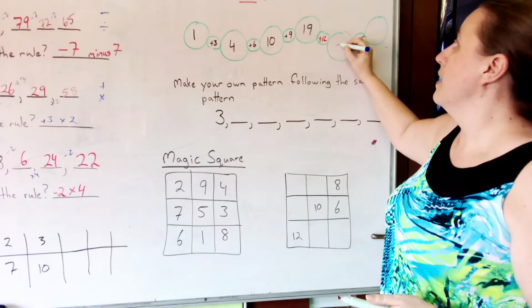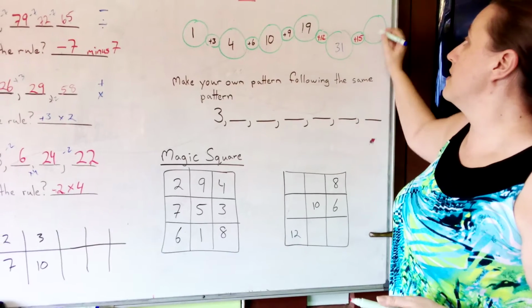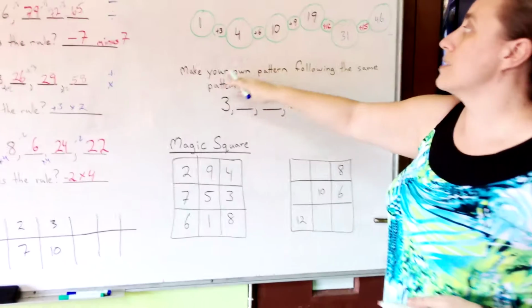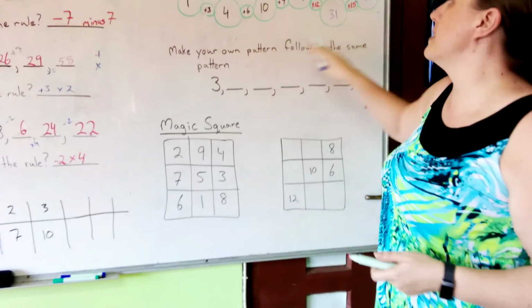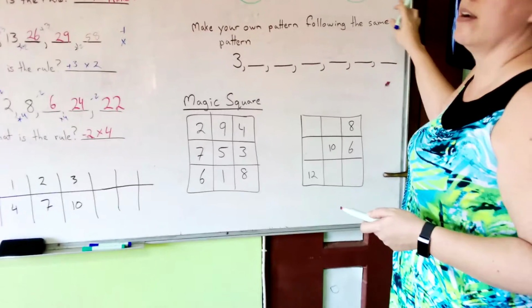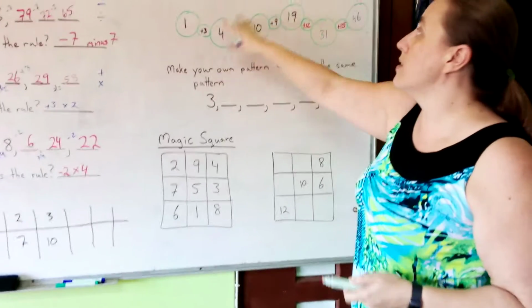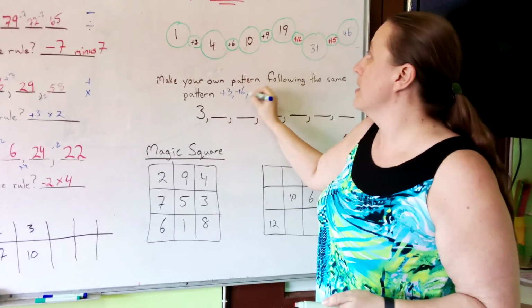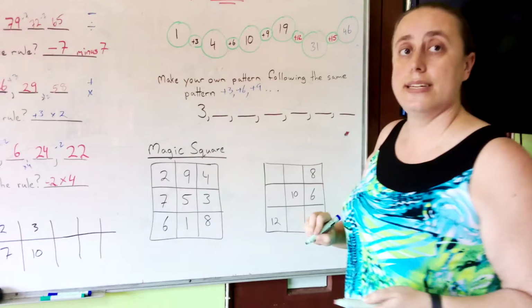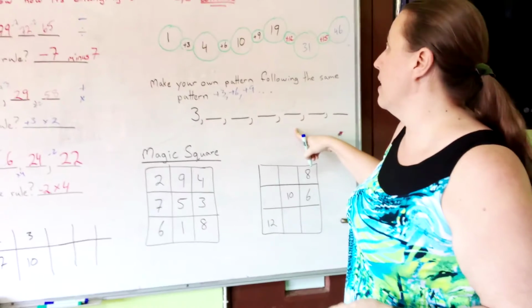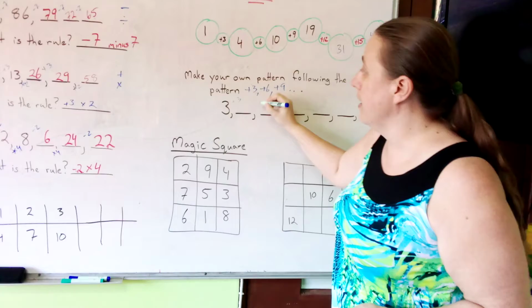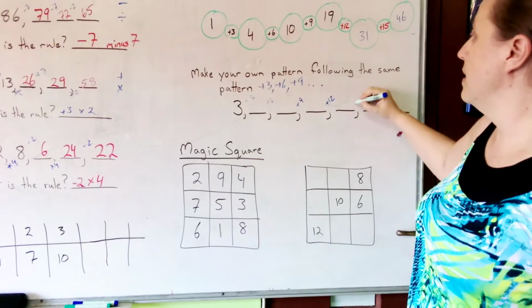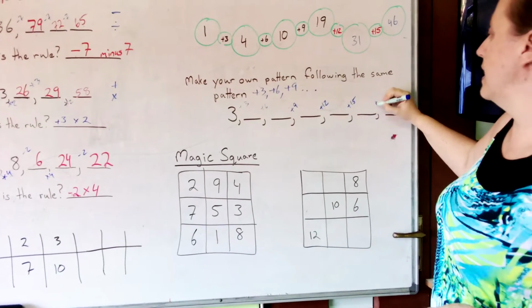So now we just do the math. 19 plus 12 is 31. 31 plus 15 is 46. Okay? Then it asks you to make your own pattern following the same pattern from above. What's our pattern from above? Our pattern is plus 3, plus 6, plus 9, dot, dot, dot. See that? So what are we doing down here? We're doing plus 3, plus 6, plus 9, plus 12, plus 15, plus 18.